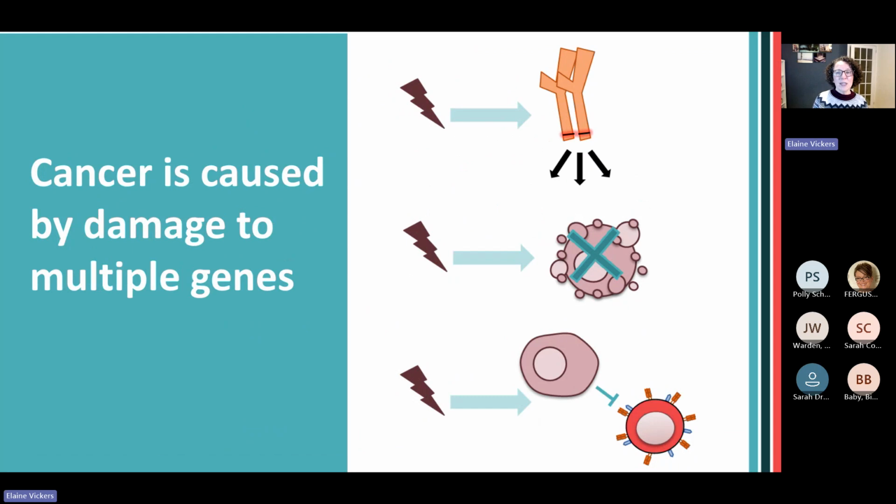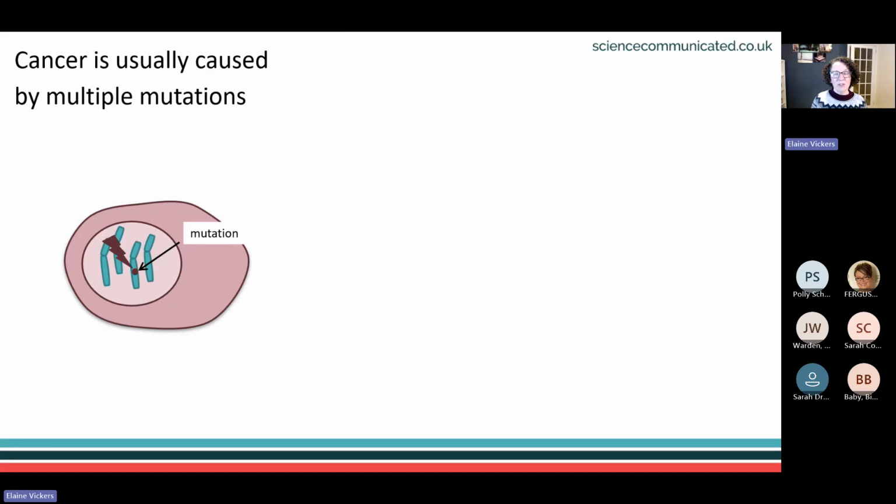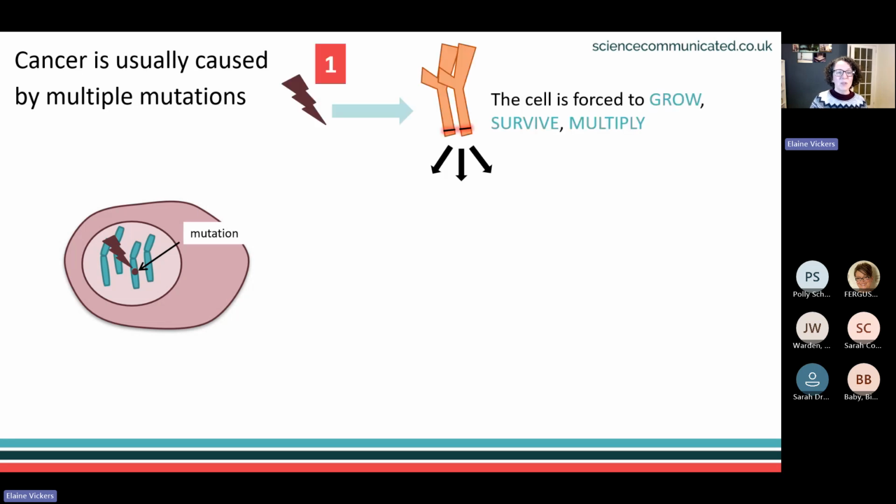There's very few instances where just one mutation can cause a healthy cell to become a cancer cell. Usually, cancer is caused by multiple mutations in multiple genes. Perhaps the first mutation was one that affected one of these cell surface receptors, and it forced the cell to grow and multiply a bit quicker than its neighbors, a bit more likely to survive than its neighbors, and so it's multiplying a bit faster than normal and it's a bit unstable.